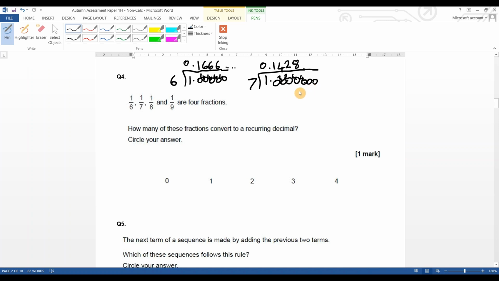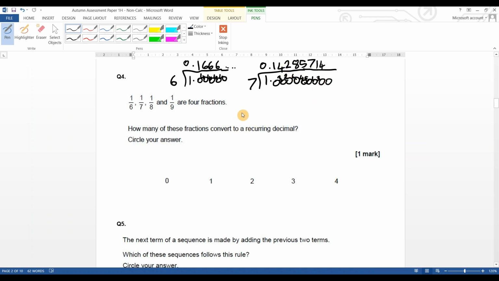No, we need to keep going. 7 into 40 goes 5, remainder 5. 7 into 5, blimey, this one's pretty big. Let's keep going. 7 into 50 goes 7, remainder 1. Now we're repeating ourselves. When we do this, 7 into 10 goes once, remainder 3. Yeah, now we're repeating ourselves. So that's definitely a recurring decimal.